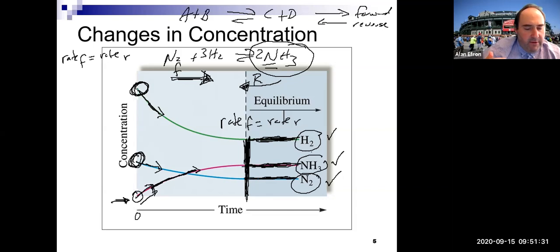And at some point, you'll get enough products that the reverse reaction will actually start to take place. And when the reverse reaction starts to take place, then we will now have it going basically in both directions. And at some point, you will hit that part where the rate of the forward direction will equal the rate of the reverse direction. And that is where chemical equilibrium has basically been reached.